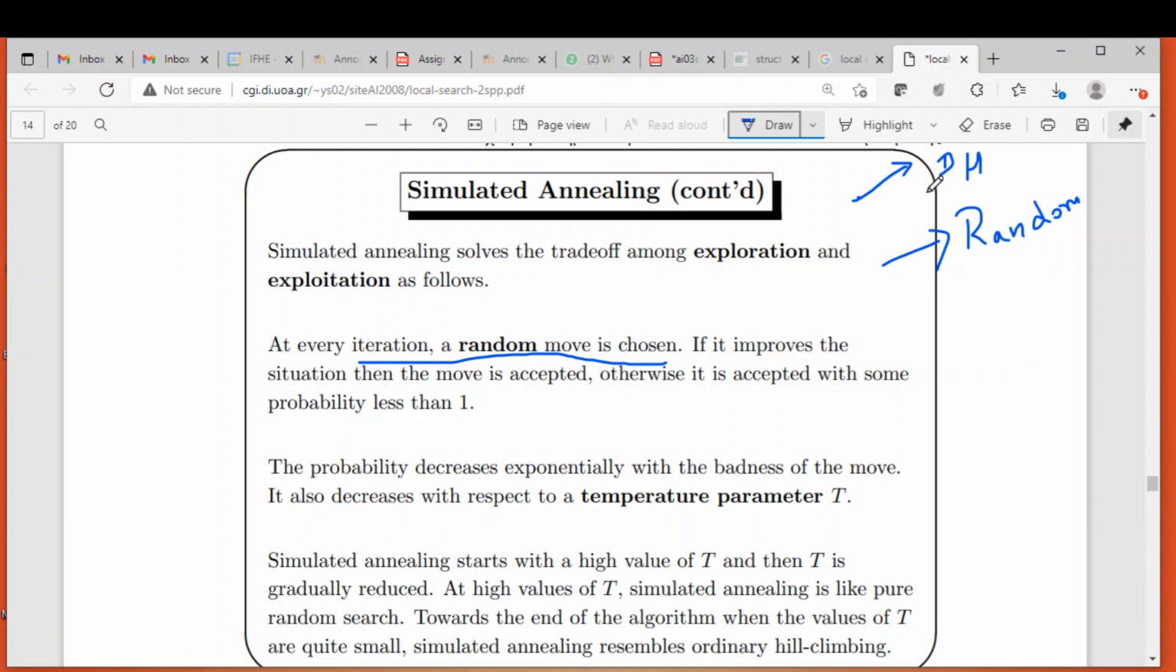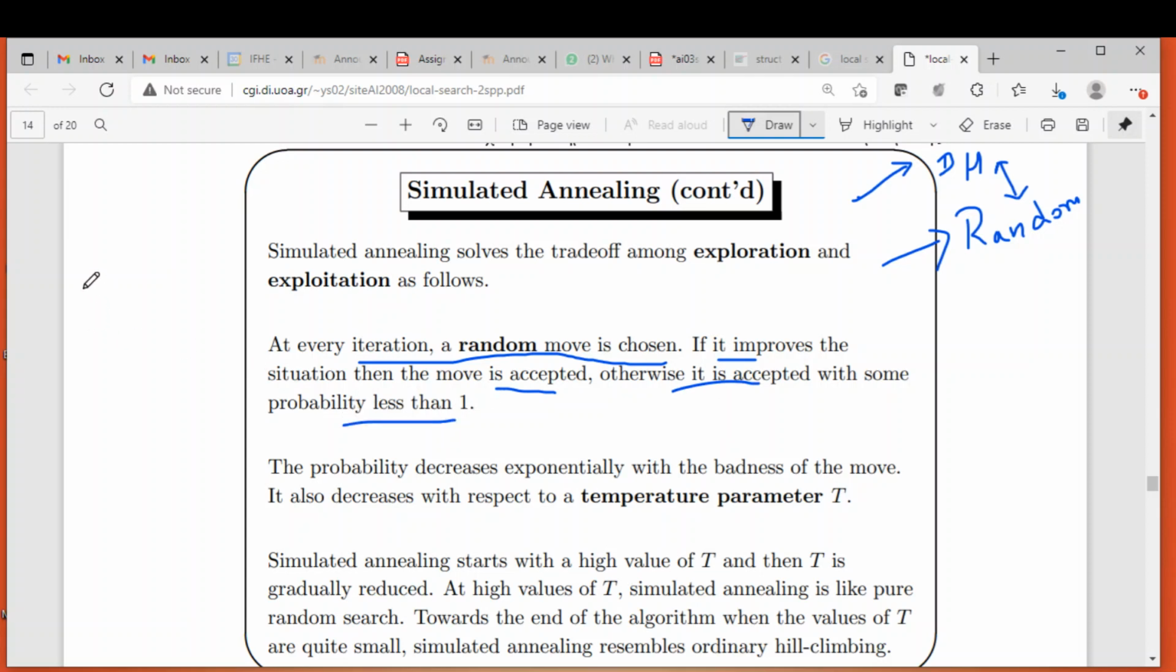So what we are trying to do in simulated annealing is take advantage of these two cases. With that understanding, please listen. In simulated annealing, at every iteration a random move is chosen. The successor is generated randomly, but there is a catch. If it improves the situation, that is, if the successor is better than the current state, then the move is accepted. Otherwise, it is accepted with a probability less than 1.